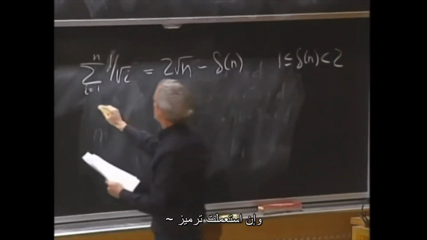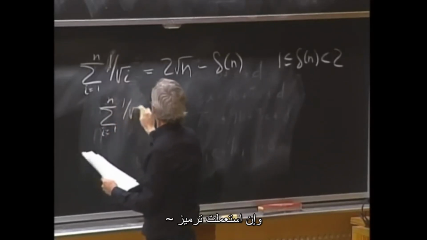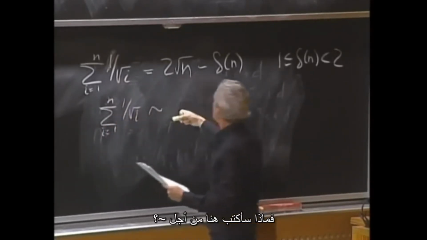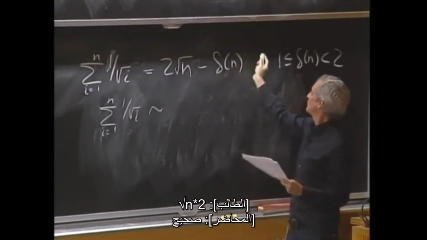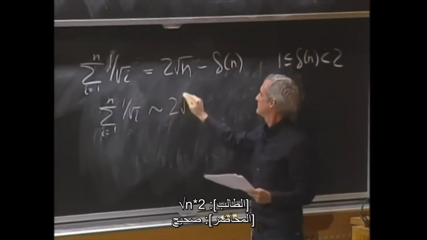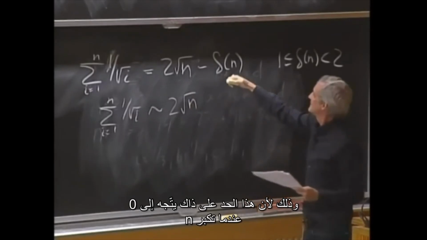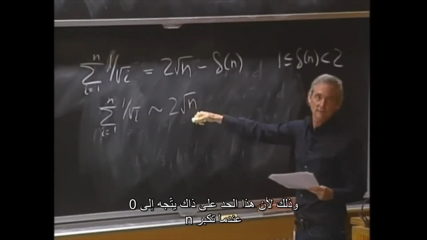And so if I use the tilde notation, what would I write down here for the tilde? I don't want to keep track of all the delta stuff as n gets big. 2 root n. Because this term over that goes to 0 as n gets large.